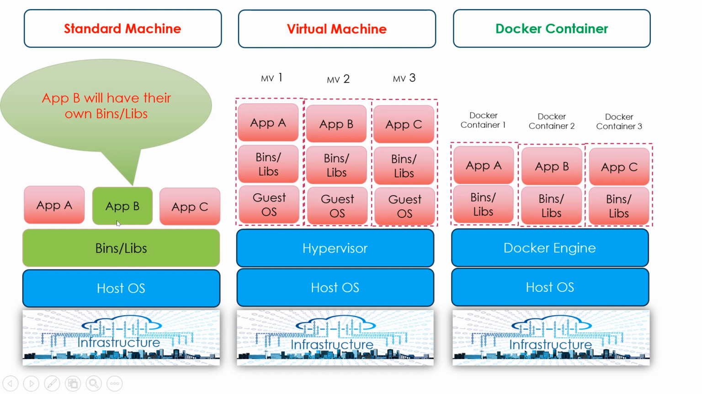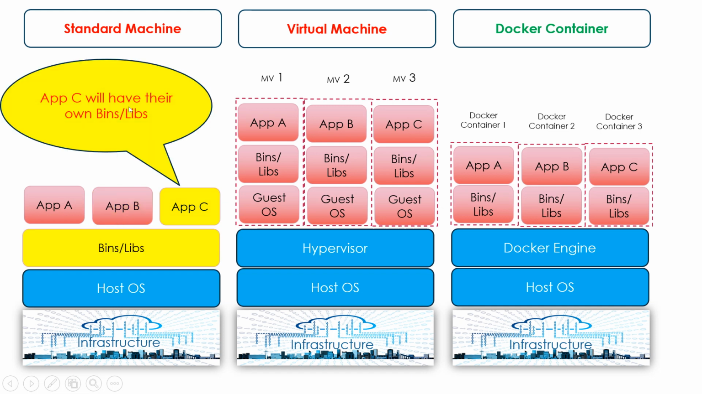In terms of application B, and application C, we need their own dedicated bins and libs on top of the host operating system. So each and every application will have its own bins and libs, which are not compatible, but they all sit on the host operating system itself.